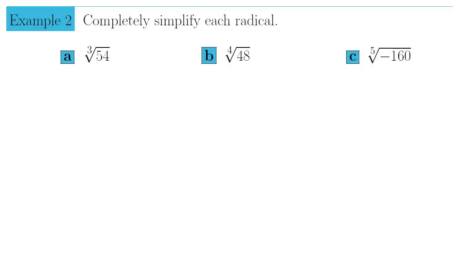Okay, the next radical we have to simplify is the fourth root of 48. So we start just like before. We factor down the 48. So there's our factor tree for 48. It breaks down to 8 and 6. Then the 8 breaks down and the 6 breaks down.